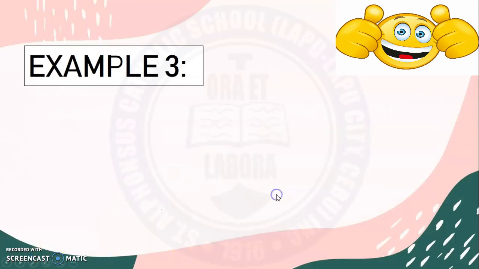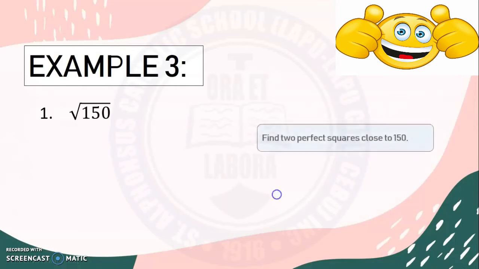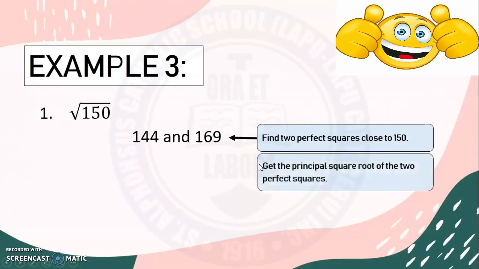Okay, now let's have example number 3. Square root of 150. Again, first step, find two perfect squares close to 150. And we have 144 and 169. Next, get the principal square root of the two perfect squares. Find the principal square root of 144 and find the principal square root of 169.